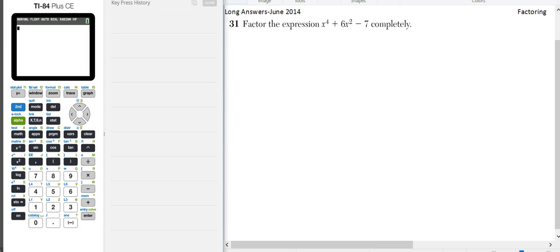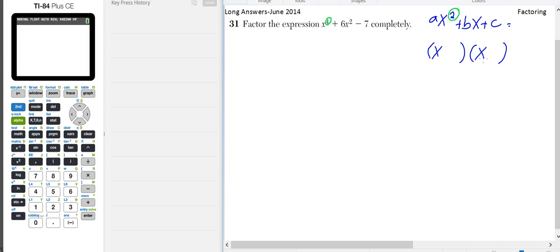Normally when we have factoring questions, they're in the form ax squared plus bx plus c, where our highest exponent is a 2. This question, however, is different. Our highest exponent is a 4. But that's not such a big deal. Normally when we factor, we end up with two terms. The first term of the first factor is x, and the first term of the second factor is also x. That's when we have our highest exponent being a 2.